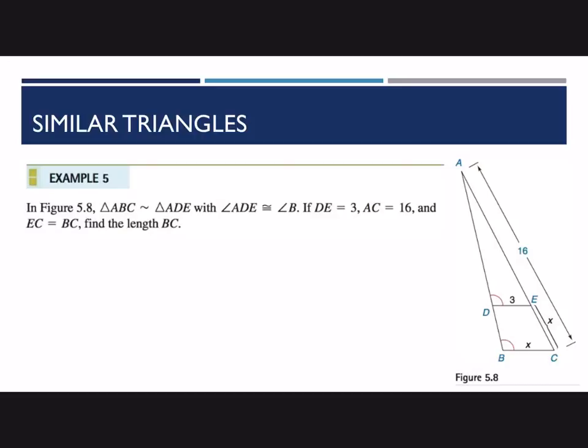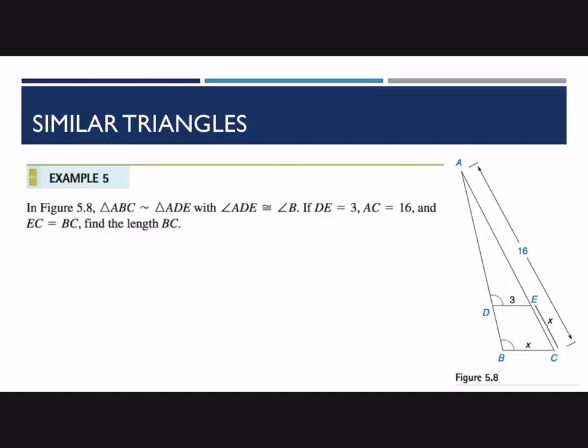Alright, so we know that DE is 3, AC is 16, and EC equals BC. Okay, so we want to find the length BC. Everything's labeled in the diagram, and we want to try to keep the variables to a minimum. So since EC and BC are the same, we can label those with the same variable x.